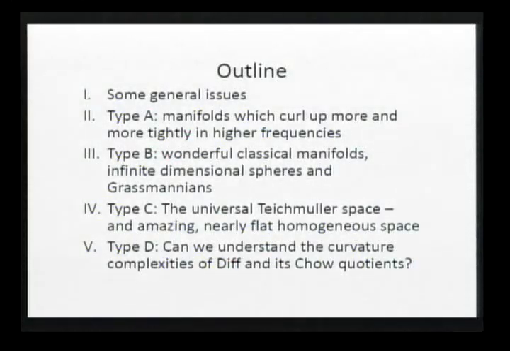You get interesting phenomena. And then there are some cases where really beautiful classical things like spheres and Grassmannians of infinite dimension appear. Then there is this unbelievably beautiful example of the universal Teichmuller space, which, to my knowledge, is a unique instance, and I'll describe its properties a little bit later. And then I want to get back to Diff and what I like to call its Chow quotients. Well, I'll define this in the next transparency.